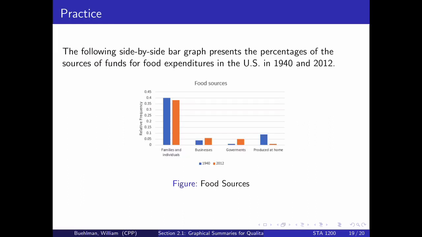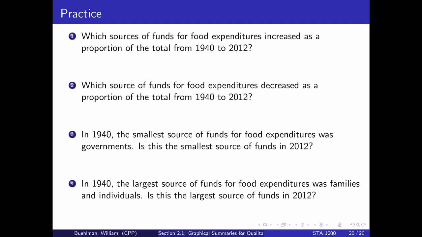Here you're going to do some practice. So the following is a side-by-side bar graph that represents percentages of the source of funds for food expenditures in the U.S. in 1940 and then 2012. I want you to answer these 4 questions. Which sources of funds for food expenditures increased as a proportion from 1940 to 2012? Which source of funds of food expenditures decreased as a proportion of the total from 1940 to 2012?